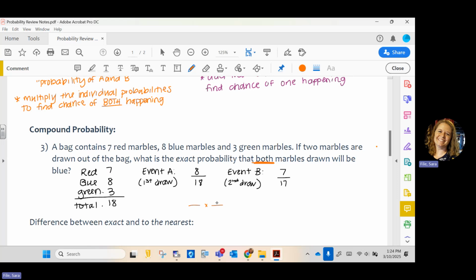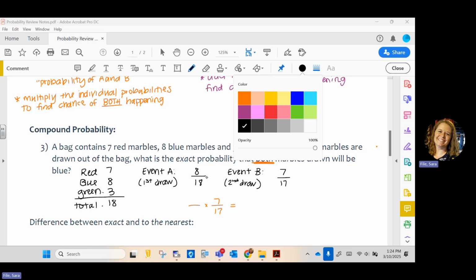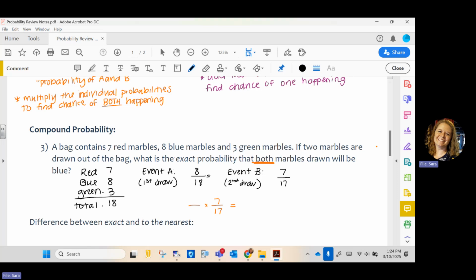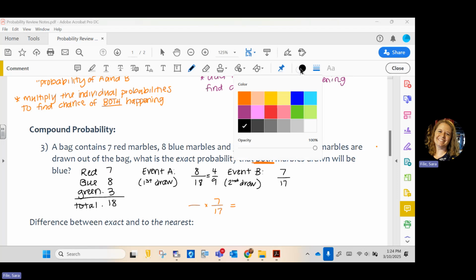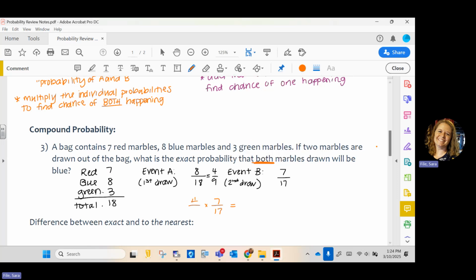Multiplication of my two probabilities. Now 7 over 17 does not reduce, but I'm actually going to reduce this one, 8 over 18. It's easier to reduce now than it will be later. So 8 over 18 will reduce to 4/9. So I'm going to write that one as 4/9 just so my multiplication is easier here.